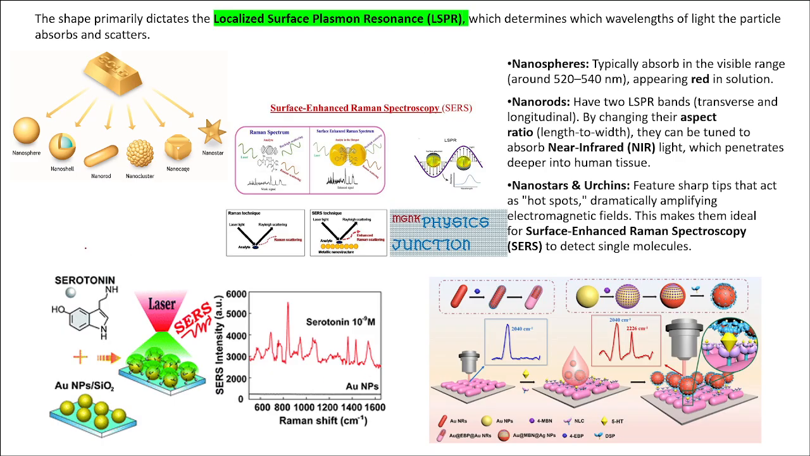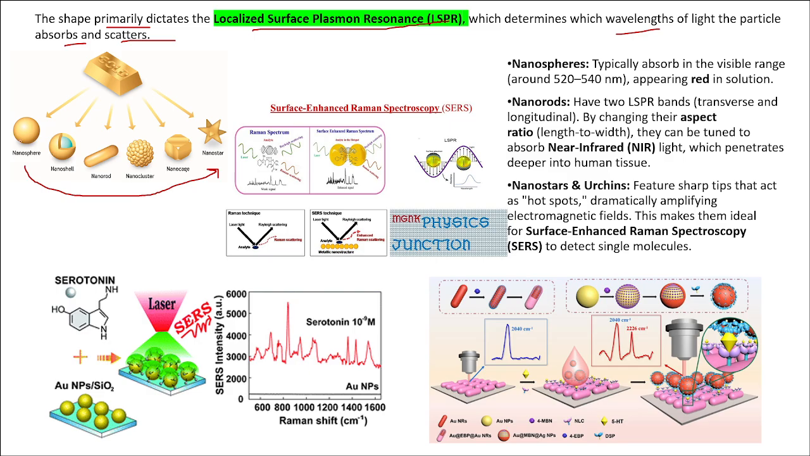Now let us see what these differently shaped nanomaterials are used for. The shape primarily dictates the localized surface plasmon resonance, which determines which wavelength of light the particle absorbs and scatters. There would be differences in the absorption spectra of all these gold nanomaterials.